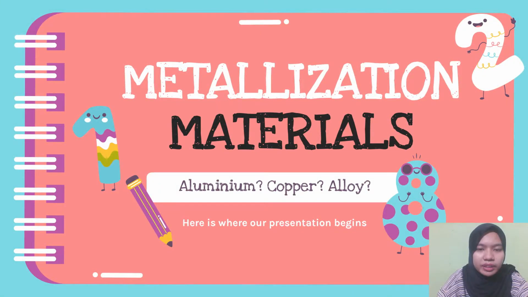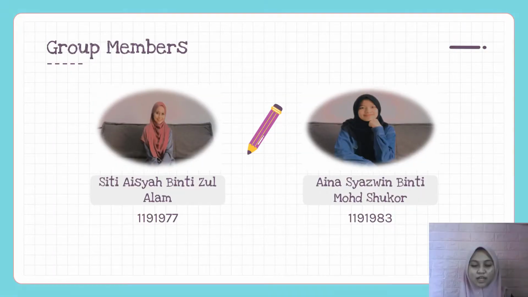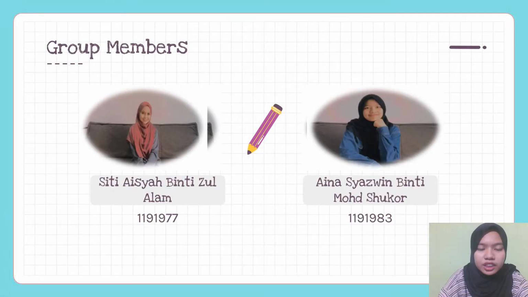Our group will present about metallization materials. The variables given to us are aluminium, copper, and alloy. Our group members are Siti Aisyah binti Zul Alam and me, Aina Syazwin binti Muhammad Shukor.